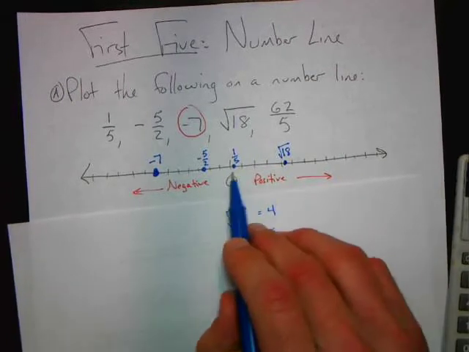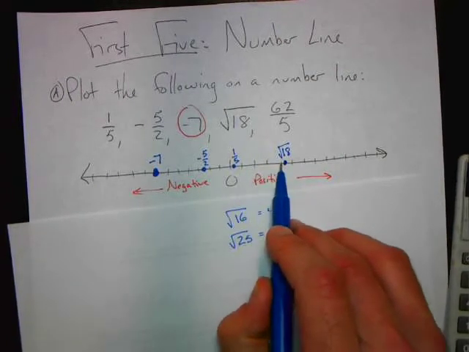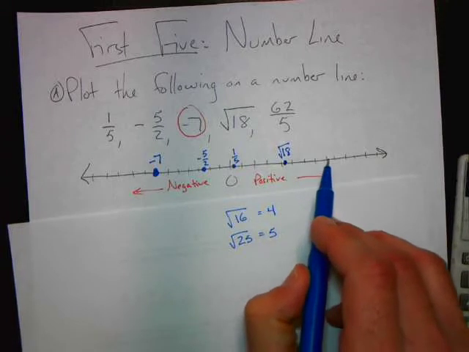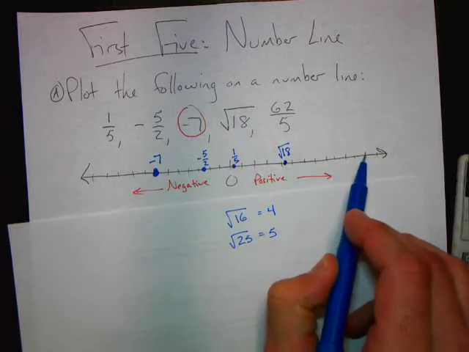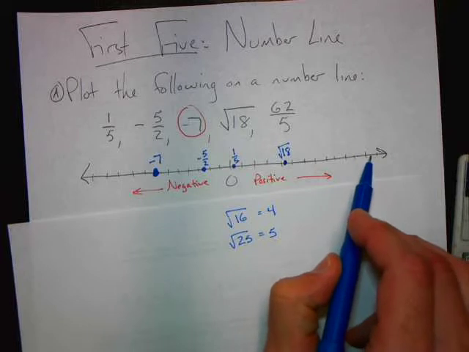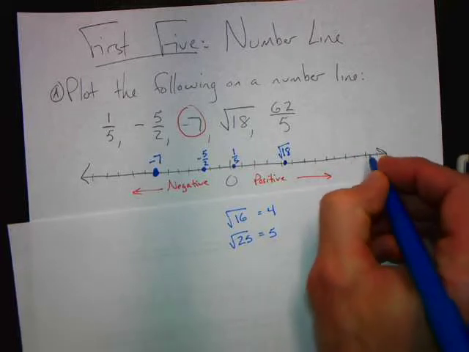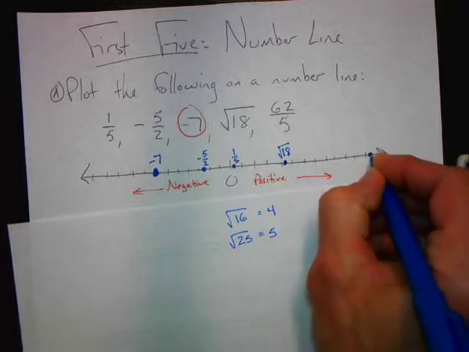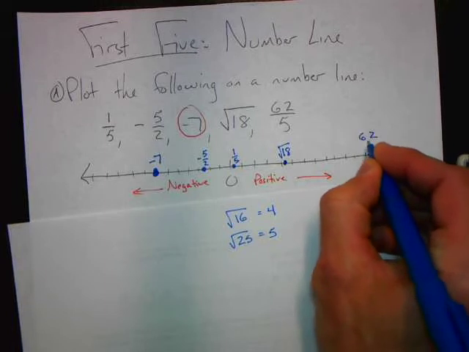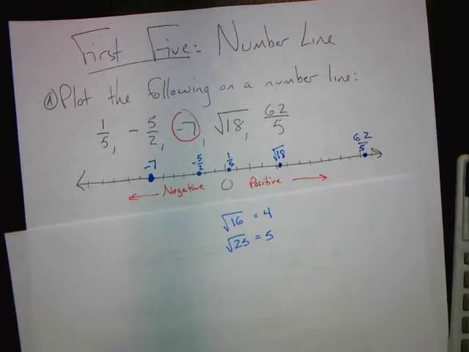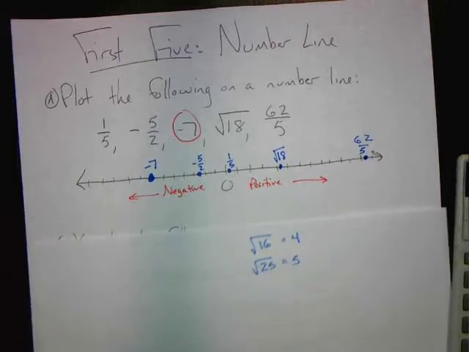Starting at 0, we have 1, 2, 3, 4, 5, 6, 7, 8, 9, 10, 11, 12. Here's 13, but we're dealing with 12.4. And 12.4 is right around the middle. And there is 62 over 5. And that's how we plot numbers on the number line. You just have to know where those numbers exist.